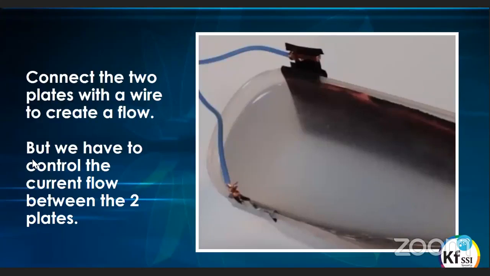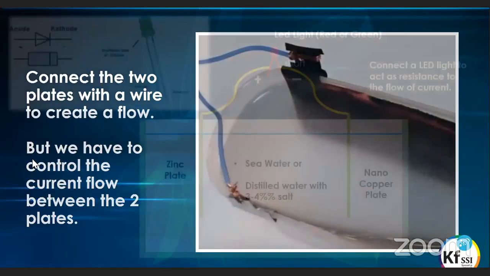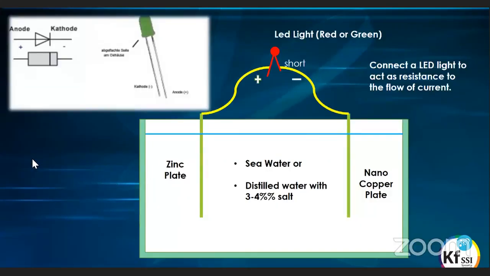What we need to do next is to connect the two plates with a wire to create a flow, but we have to control the current flow between the two plates. So what one has to do is connect an LED light, a red or a green light, between the two wires, so that this LED acts as a resistance or load to the flow of the current, because we need to slow that current flow down. And so we do that with an LED.